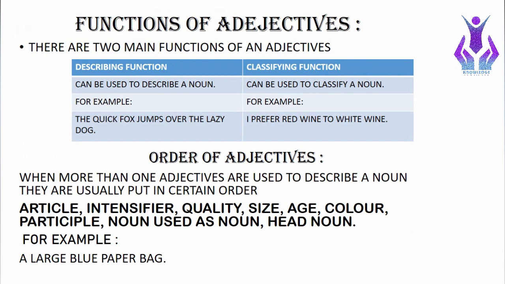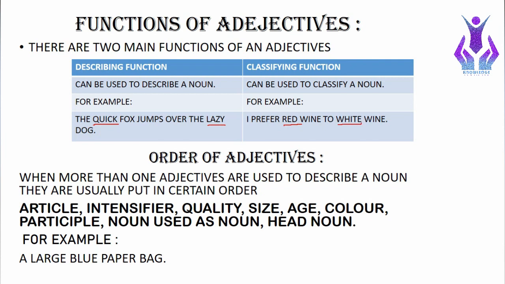For example, we take the sentence: the quick fox jumps over the lazy dog. Here, in the quick fox, quick is an adjective, and in the lazy dog, lazy is also an adjective, and they are describing the fox and the dog. They are describing the nature of the fox and dog. So these are describing functions of adjective. The next one is classifying function. For example, I prefer red wine to white wine. Here red and white are adjectives, and we are classifying the wine between red and white.